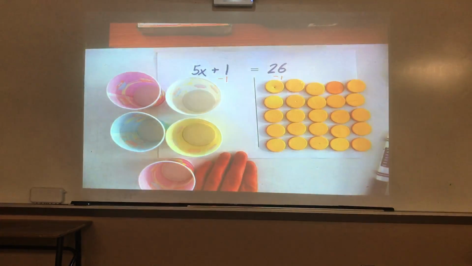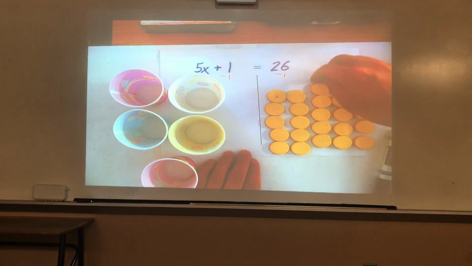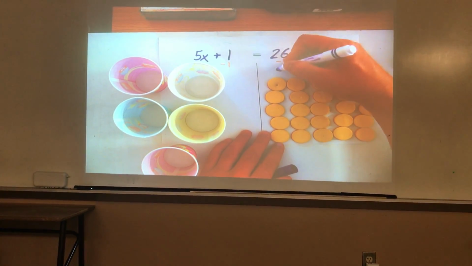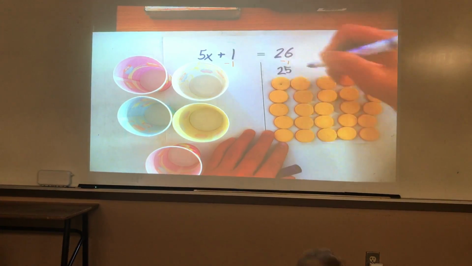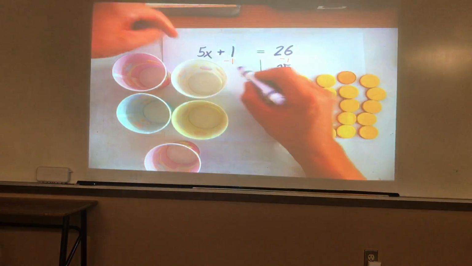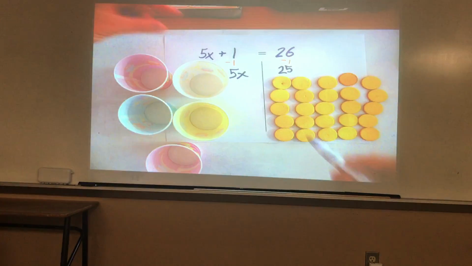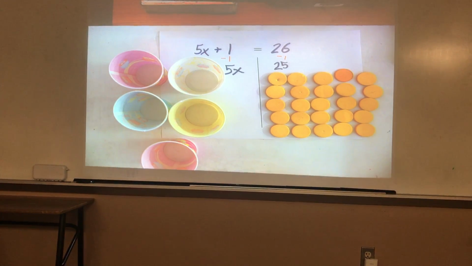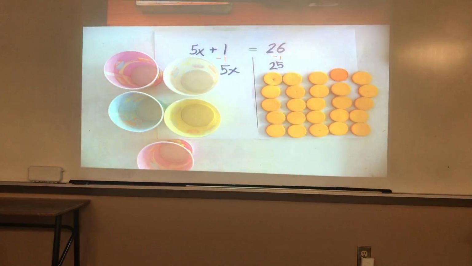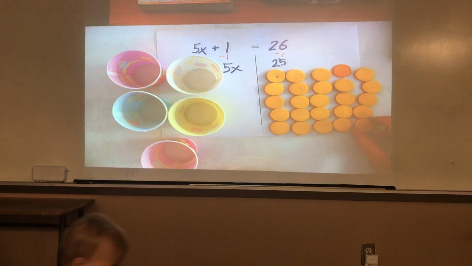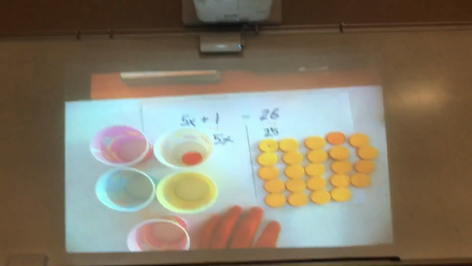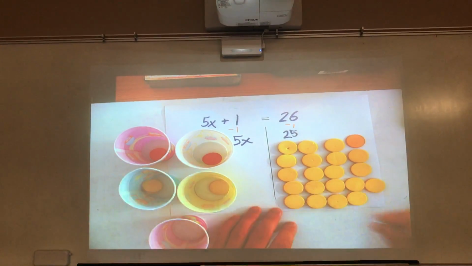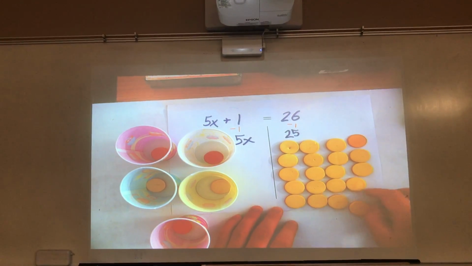I'll move these down just a little bit. We've got 26 minus 1 is 25. Okay? And that would be 5x. Okay? So by getting our answer, we got 5 cups here, and we got 25 positive tokens. So now what we're going to do is drop a token in each cup evenly every time until we have no more, and that will give us our answer with 1 cup.